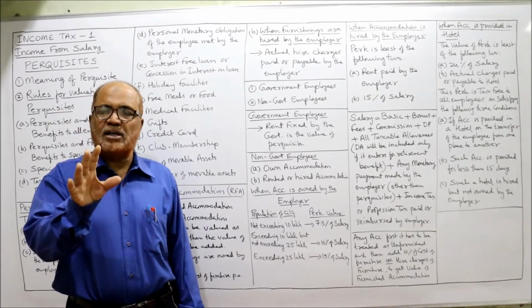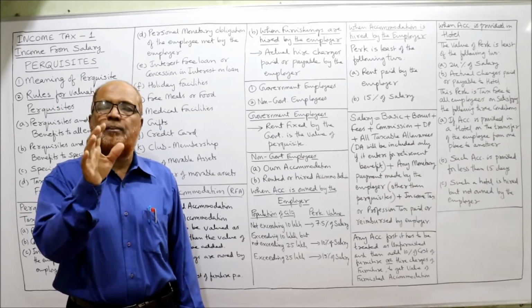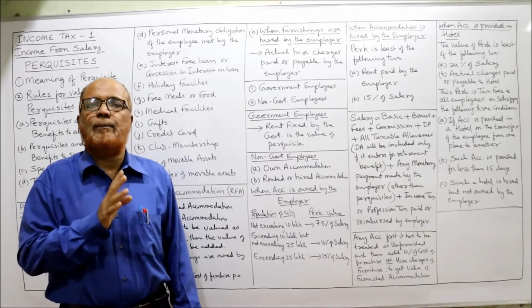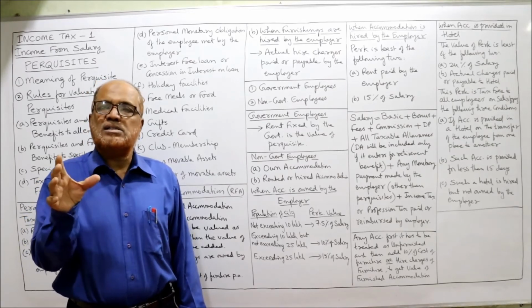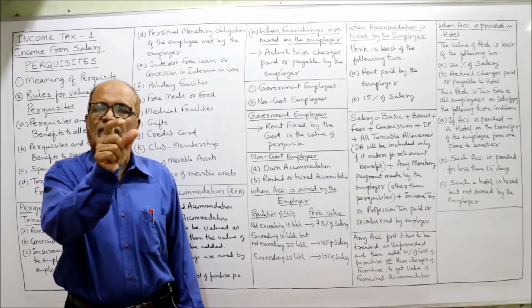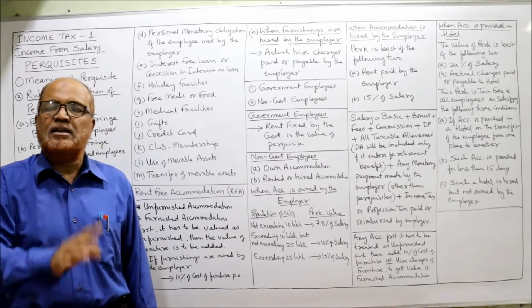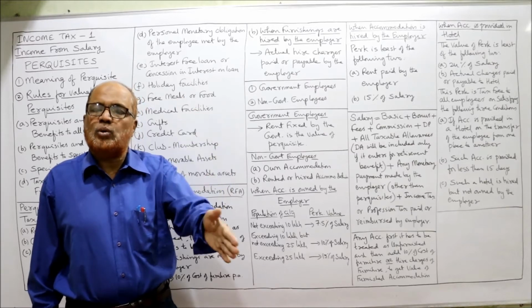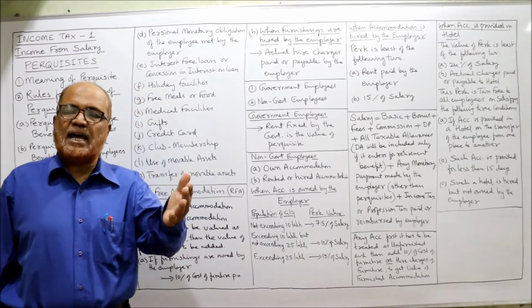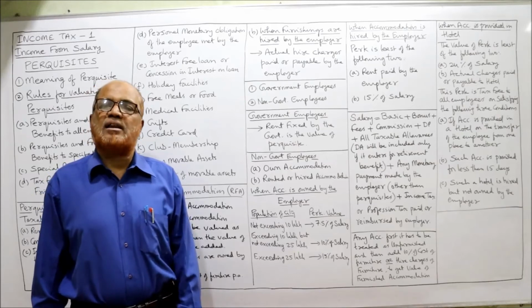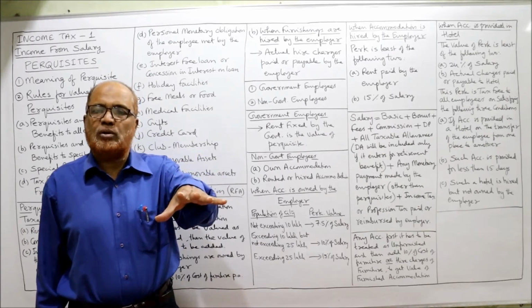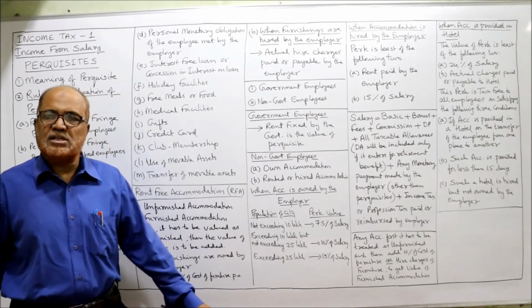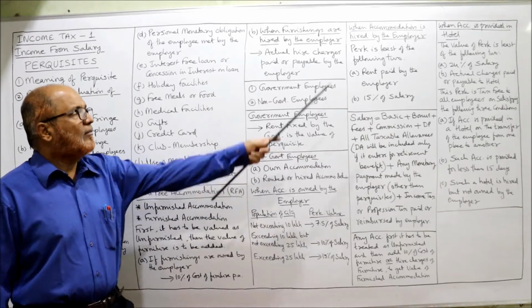If the accommodation is given to a non-government employee and the accommodation is owned by the employer, then for a small city up to 10 lakh population, 7.5% of salary is the value of the perquisite. If the population is exceeding 10 lakh but up to 25 lakh, 10% of salary is the value of the perquisite. If the population of the town where the accommodation is provided exceeds 25 lakh, the value of the perquisite is 15% of salary. Now we'll come to the next one.